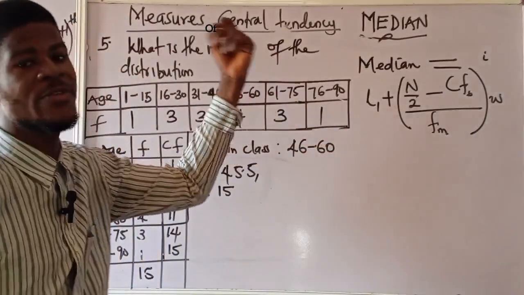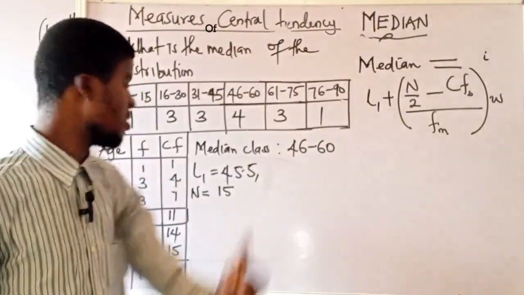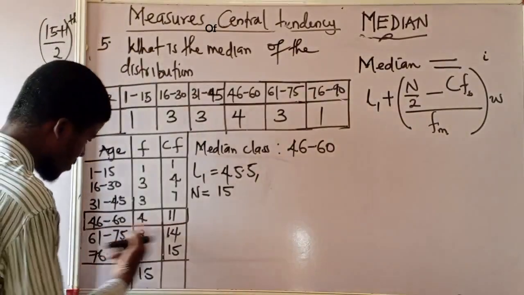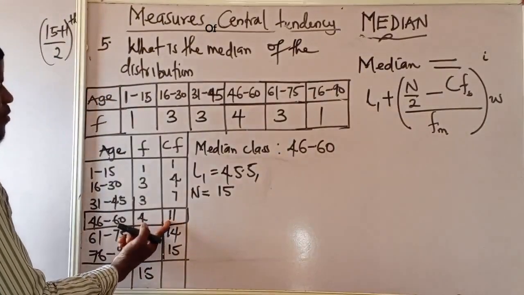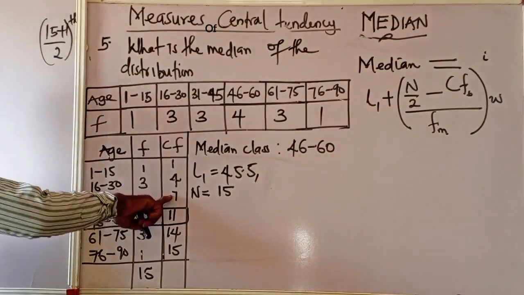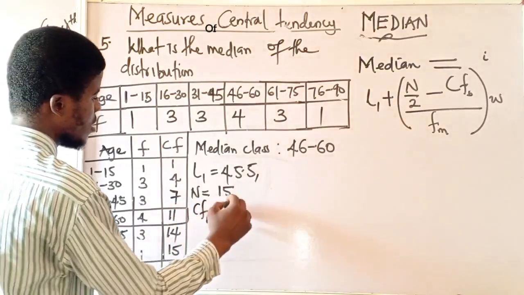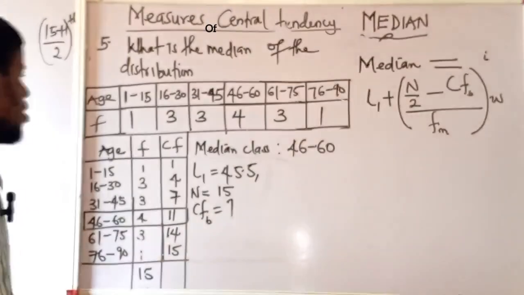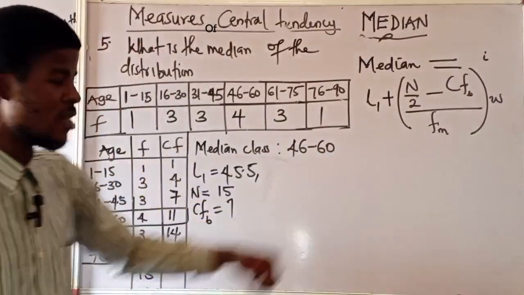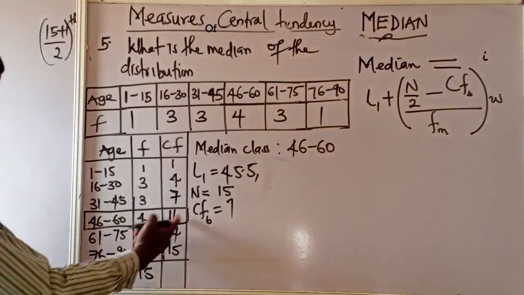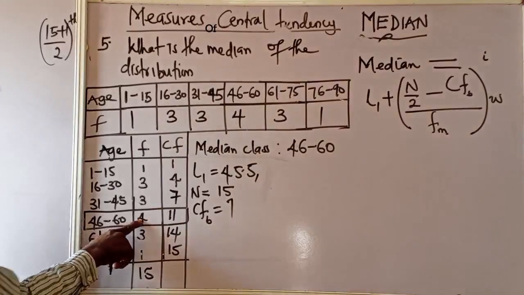CFB, which is the cumulative frequency of the class before the median class. This is the median class. So the cumulative frequency of the class before this class is 7, right? This is 7. So CFB is 7. FM is the frequency of the median class. The median class is this, and its frequency is 4.